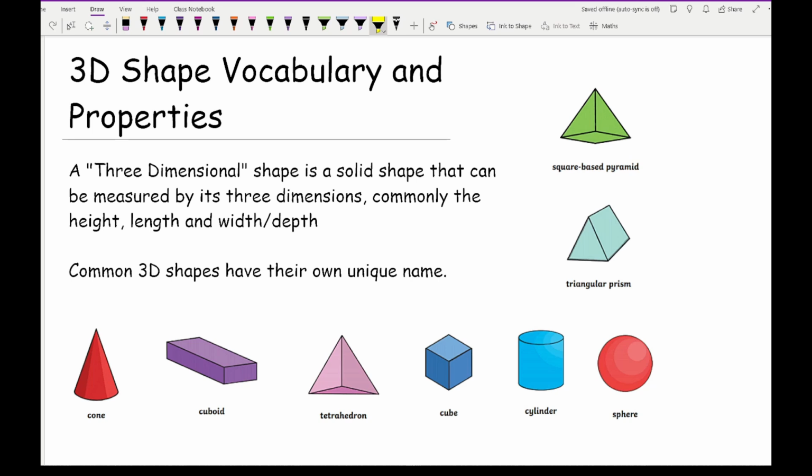Now the most common shapes that you'll deal with in maths, as there are loads of different kinds of 3D shapes you can have in the world, but the more common shapes that you'll have to deal with in maths are going to be either a cube or a cuboid, a cylinder, a cone, a square base pyramid, a triangular prism, a tetrahedron, and a sphere.